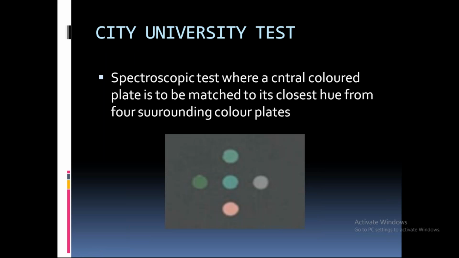City University test, a spectroscopic test where the central colored plate is to be matched to the closest hue from the surrounding colored plates. This is the closest hue among the 4 surrounding plates. That is called City University test.